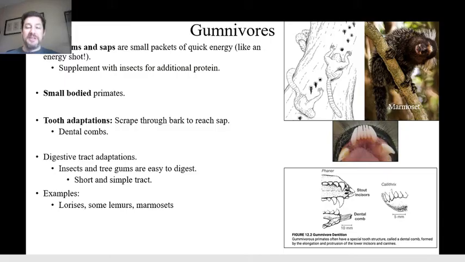Gums are easy to digest if you have the ability to digest them, and so they require a short, simple digestive tract, which most of these animals have. Again, this is mostly limited to lorises and some lemurs and marmosets. There are no large primates like Old World monkeys that subsist on gums. So the main thing to remember here is the dental comb. That's a frequent test question: to show the dental comb in some way, ask you to identify it, and ask you what it is used for.